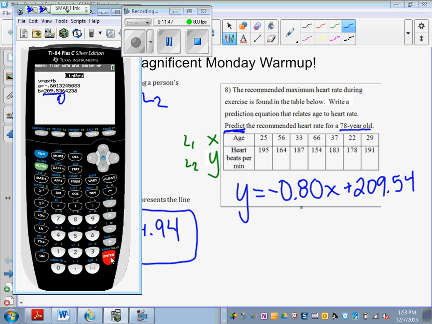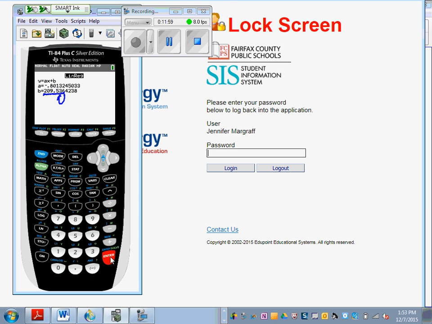Okay? So this is my equation. But it asks us not just to write an equation, it also says to predict the recommended heart rate for a 78-year-old.